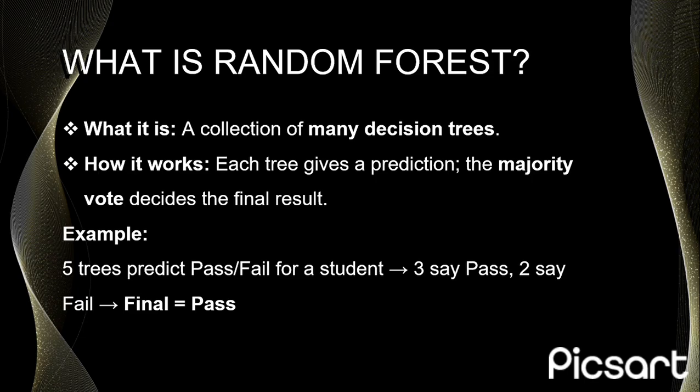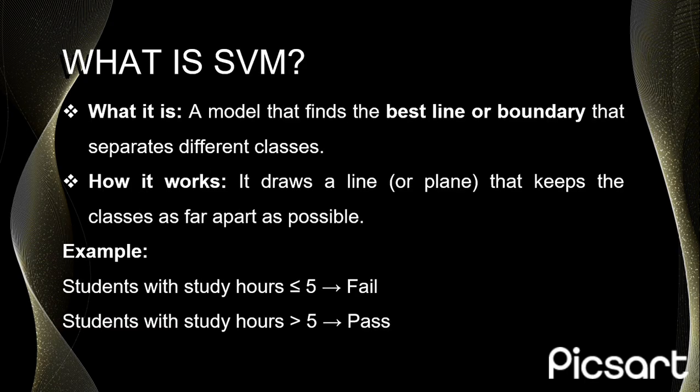Next we move to SVM, that is support vector machine. It separates data by drawing the best line between two groups. For example, students who study fewer hours may fail and students who study more hours may pass. The model draws a line that separates these two groups. Next we will move to the program part.